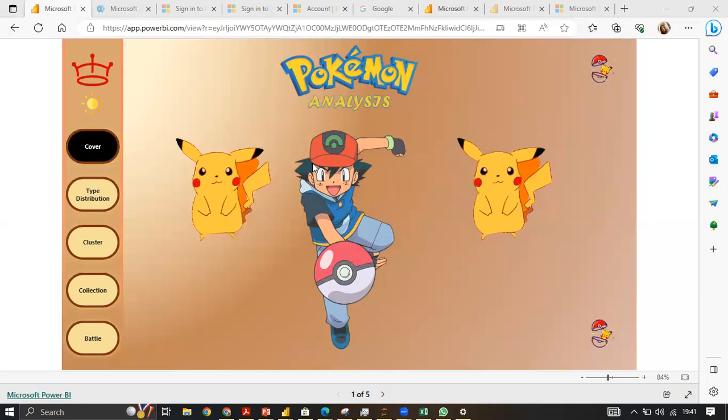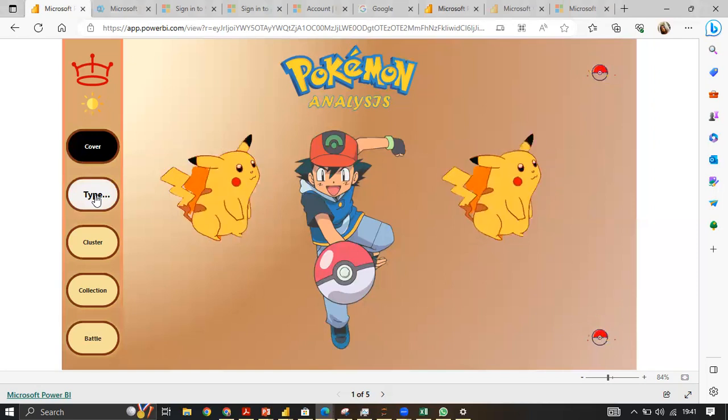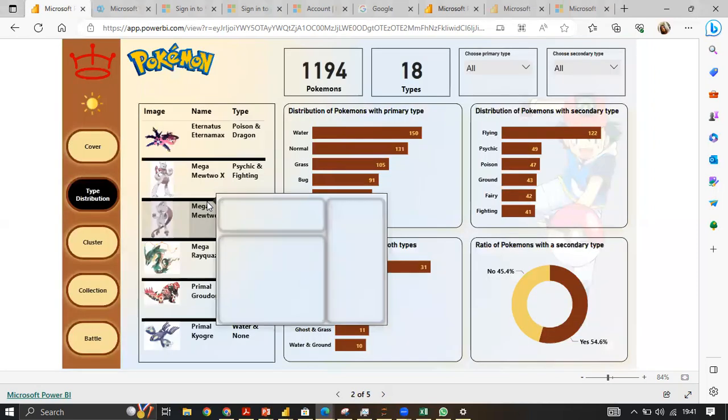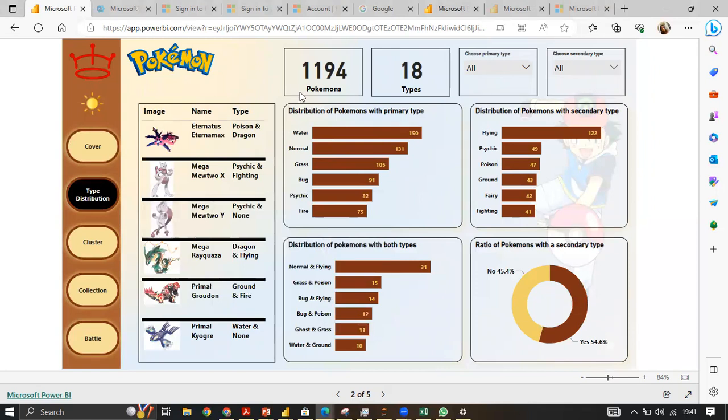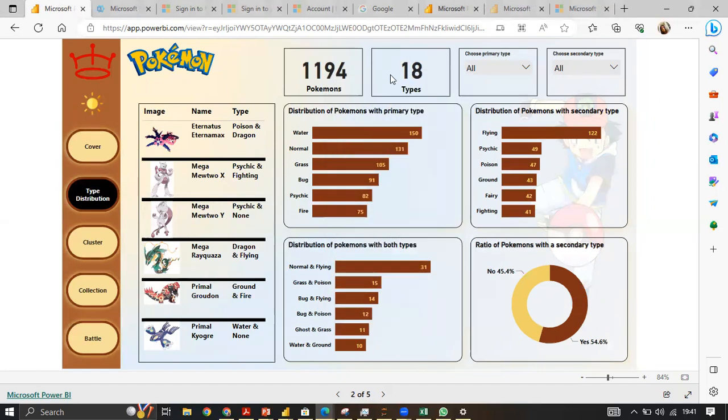Okay, this is the cover page of the dashboard, and moving on to the type distribution, we can see that there are 1,194 Pokemons, among which water type Pokemon, with a primary type of water, is topping the group, while the least represented Pokemon type is the flying type. This is for the primary types. There are 18 unique Pokemon types, and among the primary types, water is leading while flying is the least represented, like I said.